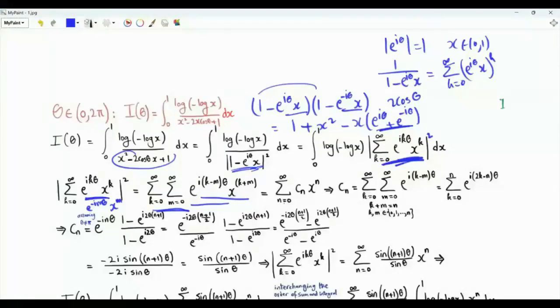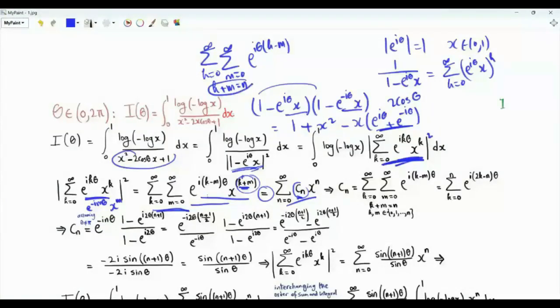Equate the double sum to summation n from 0 to infinity c_n x to the power n. We try to find c_n so that we have equality here. On the right hand side, the coefficient of x to the power n is c_n. On the left hand side, the coefficient of x to the power n is summation k from 0 to infinity, summation m from 0 to infinity, e to the i theta (k minus m), where k plus m is equal to n.